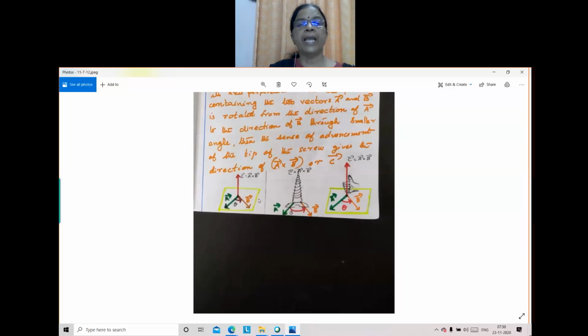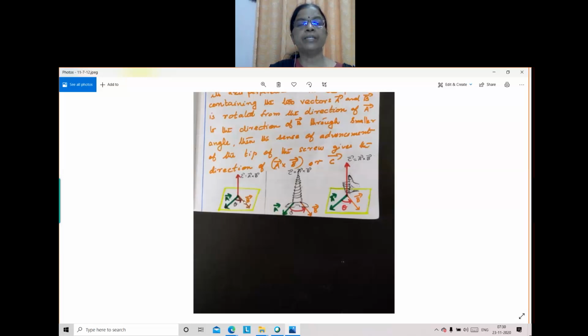And what is A cross B? That is what we have to find out. A cross B, the cross product, is AB sin theta. Dot product is AB cos theta. But a cross product is AB sin theta, and it is a vector. So AB sin theta into C cap. Where is C cap? C cap is the unit vector in the direction of A cross B.